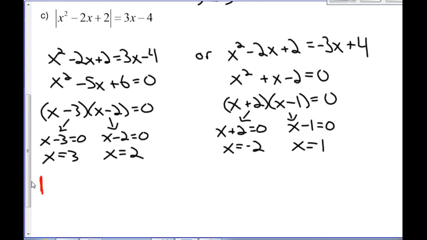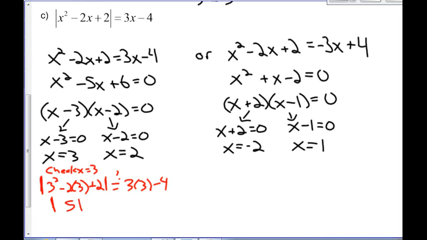So, the absolute value of 3 squared minus 2 times 3 plus 2, is that equal to, I'm checking x equals 3 here, 3 times 3 minus 4? Let's see, what would I get in here? I would have the absolute value of 9 minus 6 plus 2. That's the absolute value of 5. Is that equal to 5? Yes, it is. Ding, ding, ding. We have a solution.